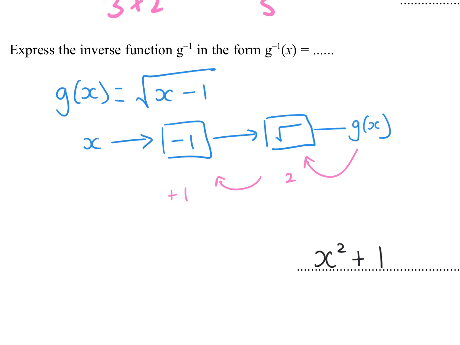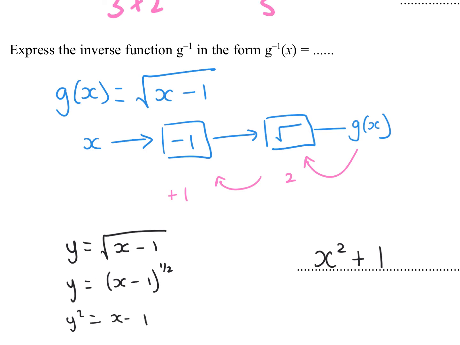So I'm going to show you another way. If we let y equal the square root of x minus 1, I have a square root here. This is basically saying y equals x minus 1 to the power of a half. So I'm going to square both sides. So I get y squared equals x minus 1. How do I now get x on its own? I'm going to add 1 to both sides. So y squared plus 1 equals x.